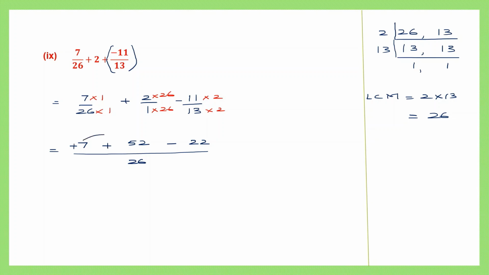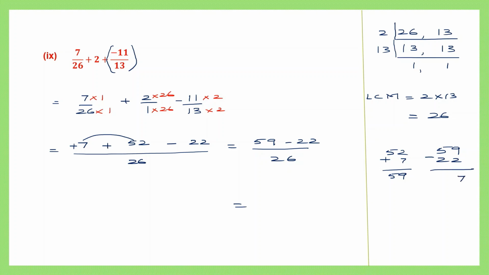So let's add the numbers with a plus sign. So that's 52 plus 7. 2 plus 7 is 9, 59. So here what do we have? 59 minus 22 by 26. So we have to subtract 22 from 59. 9 minus 2 is 7, 5 minus 2 is 3. So we have 37 by 26.